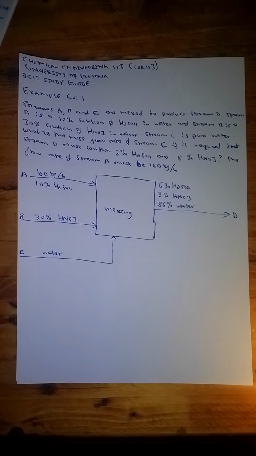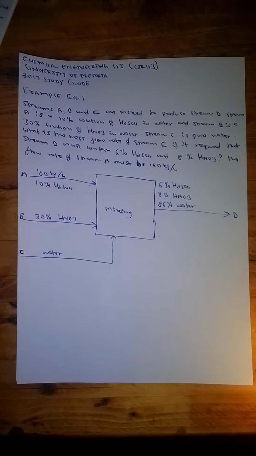We're continuing today with our 2017 study guide of our CIR 113 module. We're looking at example 5.4.1. It says streams A, B, and C are mixed to produce stream D. Stream A is a 10% solution of H2SO4 and water, and stream B is a 30% solution of HNO3 in water. Stream C is pure water. The question is, what is the mass flow rate of C if it is required that stream D must contain 6% H2SO4 and 8% HNO3?